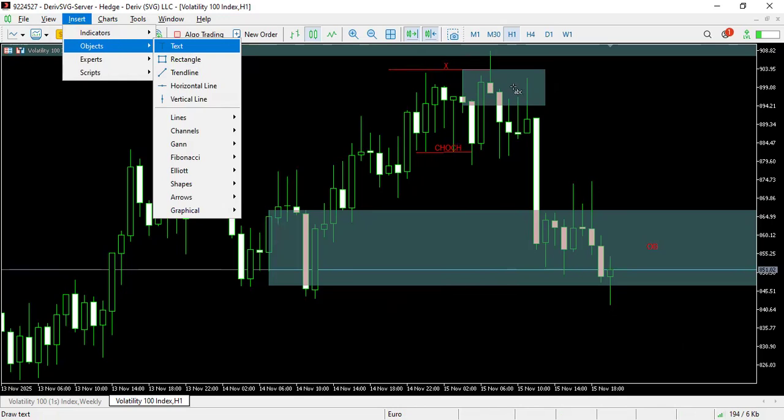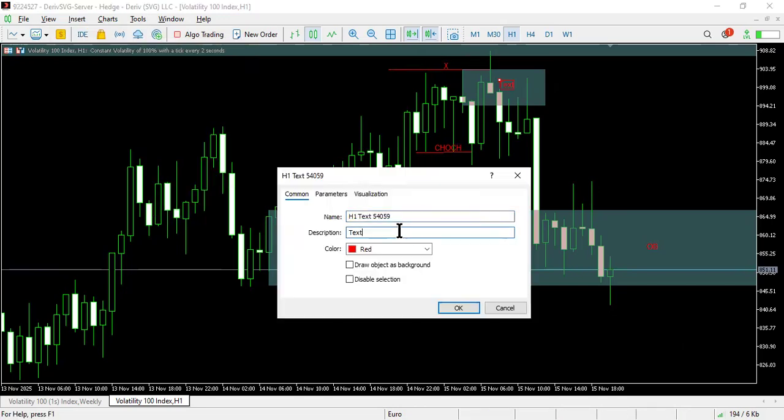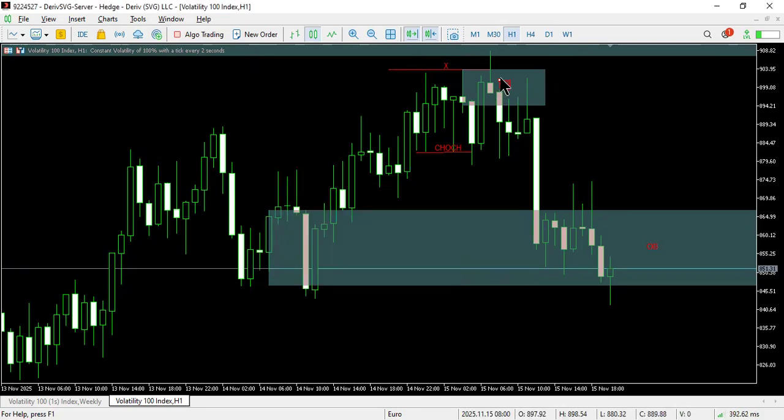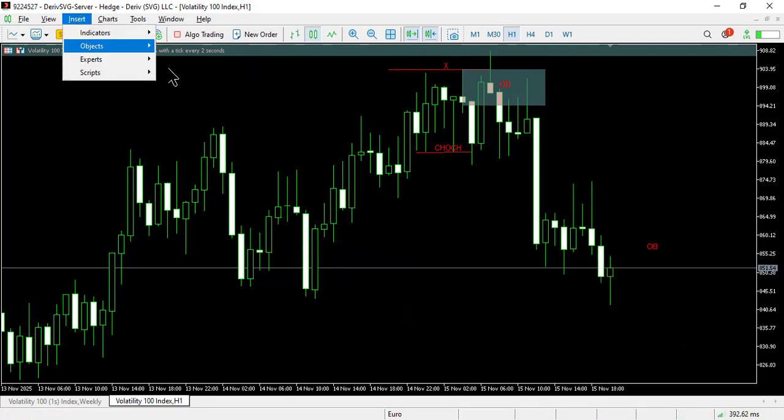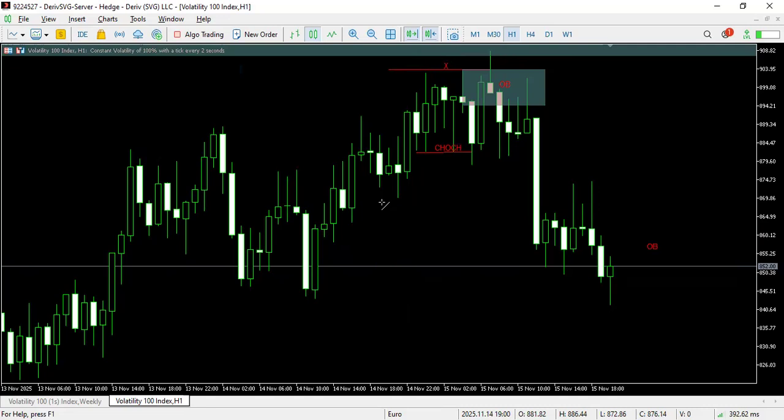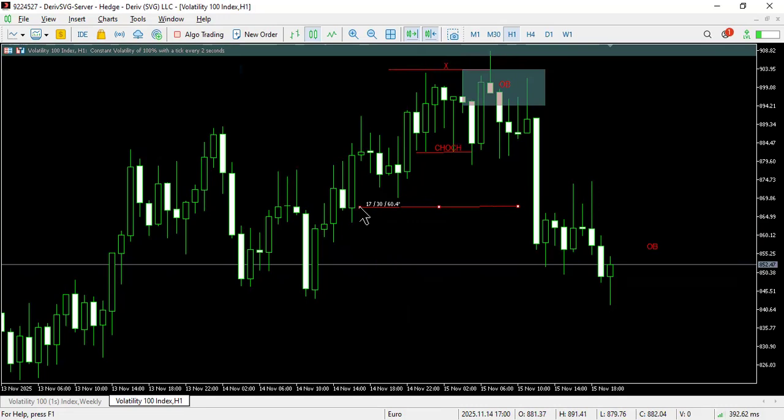It has been pushing from that order block. Price has been shooting from that order block, and we are consistently getting breaks of structure to the downside.